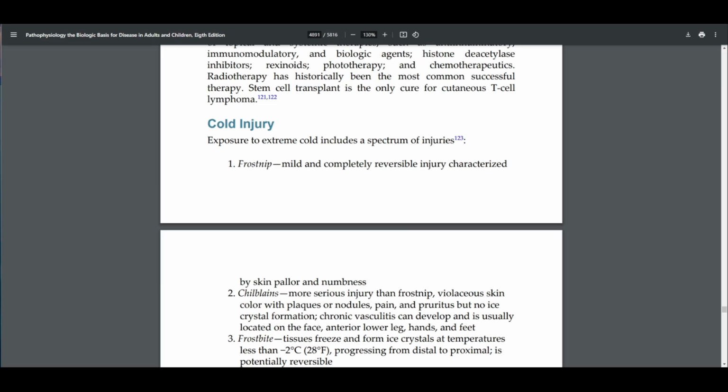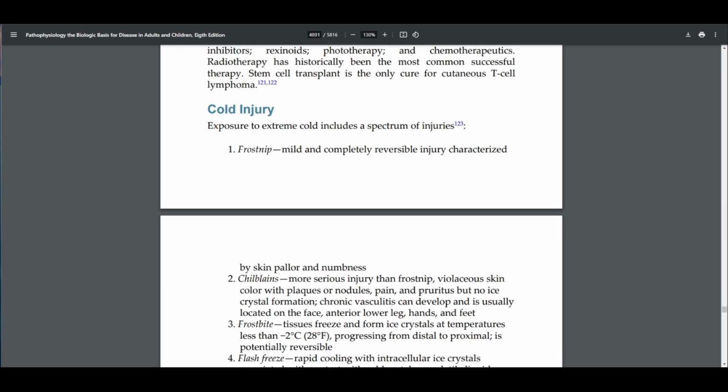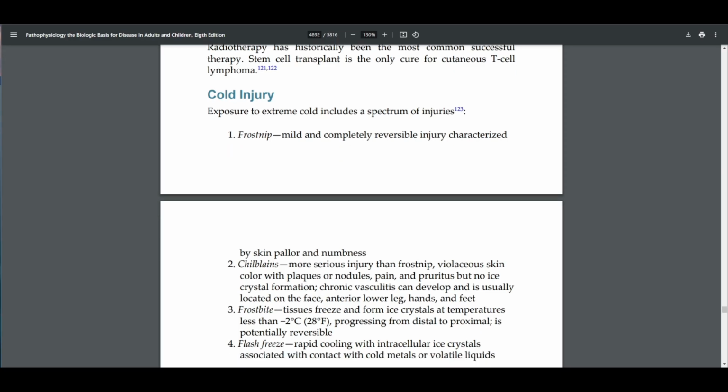Radiotherapy has historically been the most common successful therapy. Stem cell transplant is the only cure for cutaneous T-cell lymphoma.